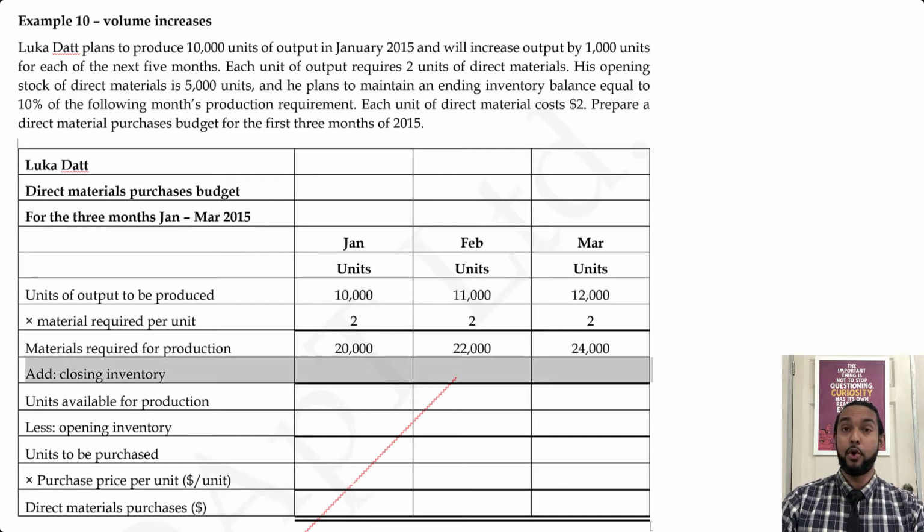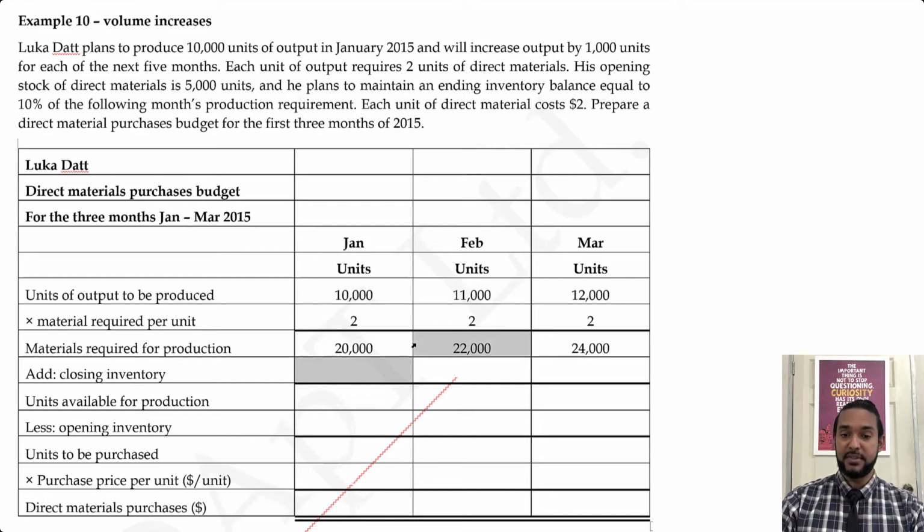Now we consider the closing inventory, which tends to be a little tricky. So let's take a look at that. Because remember, if we want a little extra on hand in case supply chains run slow the following month, if there are any delays, we need to add a little extra onto the production requirement, or if there's any wastage or whatever the case is. So let's take a look. It says he plans to maintain an ending inventory balance equal to 10% of the following month's production requirement. It means that the closing inventory in Jan will be 10% of the following month, February's production requirement.